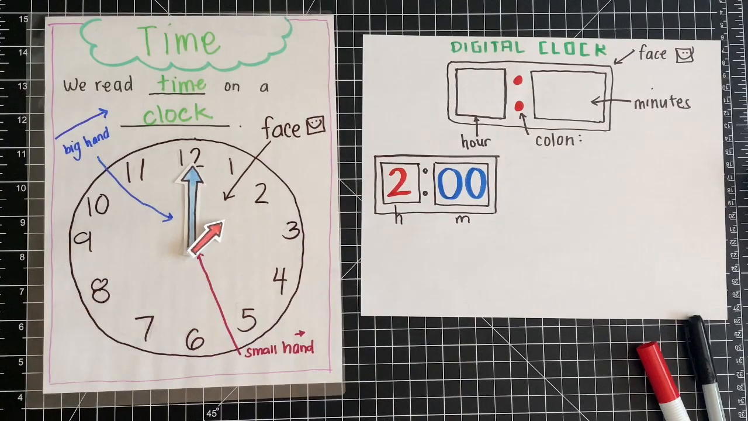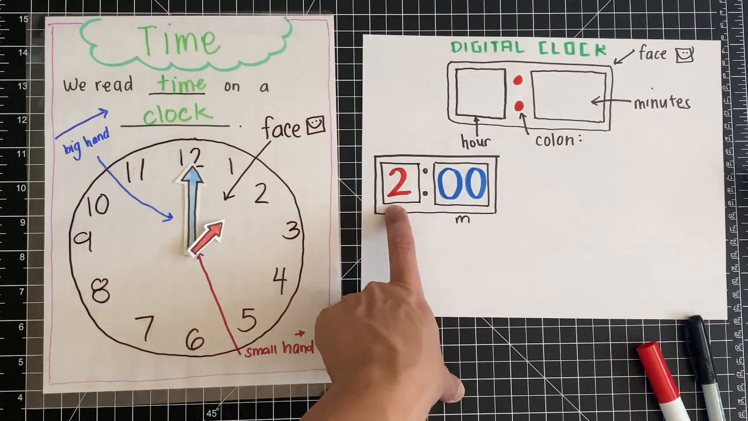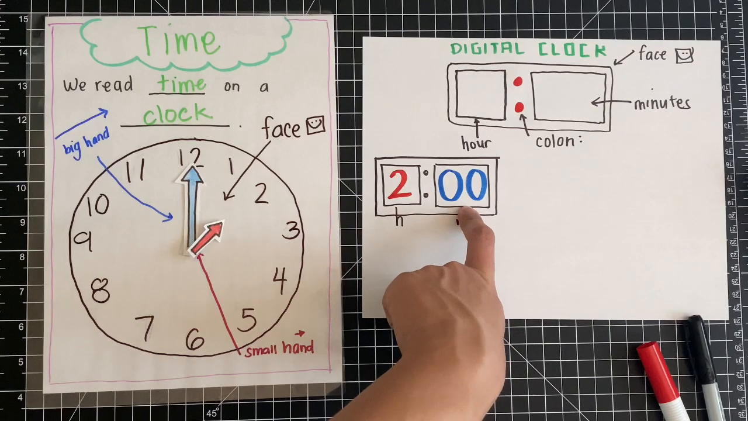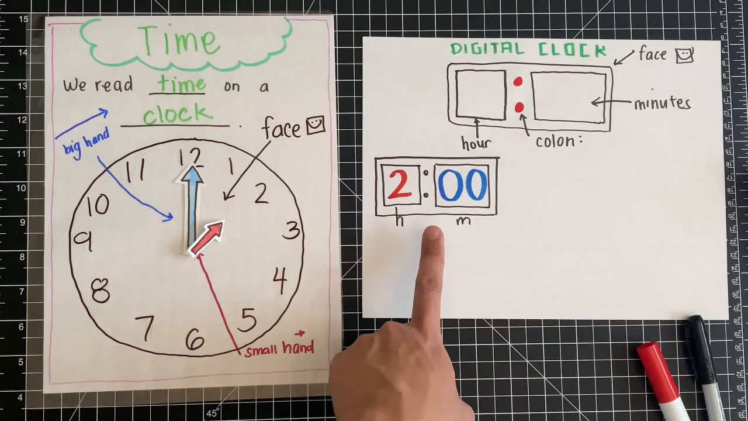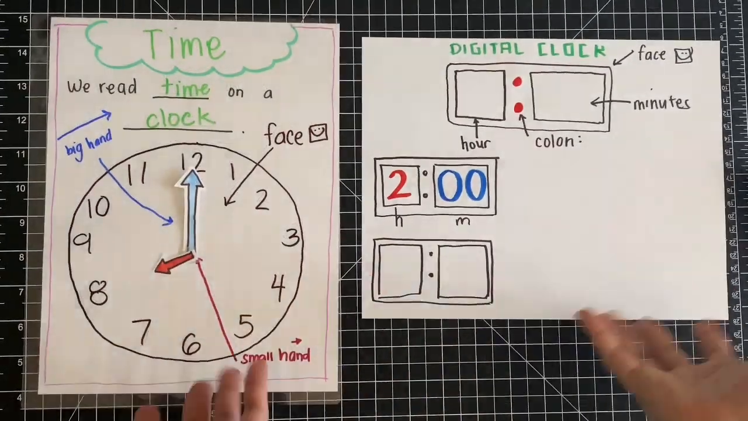So this is the time on a digital clock now. Oops, let me turn on my fan. So the time is 2 o'clock on a digital clock. This is what it should look like. It should also look like what you see on your iPhone, right? So this is the time. Let's do a little bit more practice. All right, so here we go.